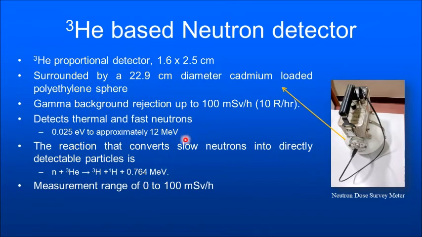The reaction that converts the neutron into the detectable particle is this. That is, the neutron plus helium-3 makes H3 plus H1, which is hydrogen, plus 0.764 MeV. Measurement range of about 0 to 100 millisievert per hour.